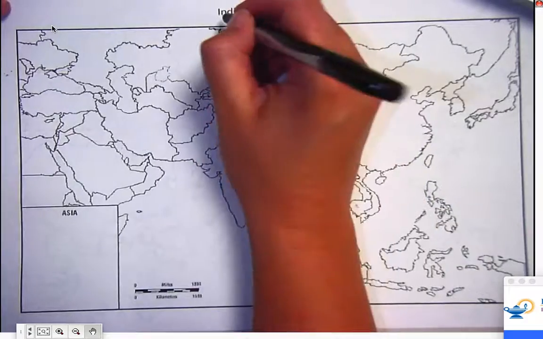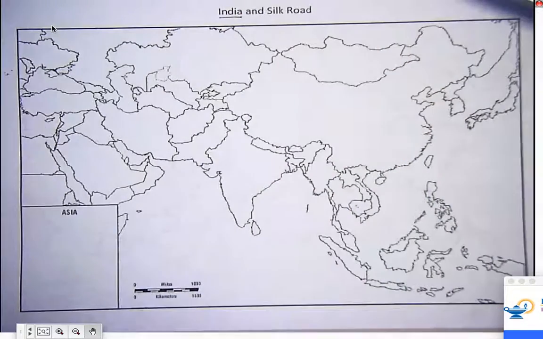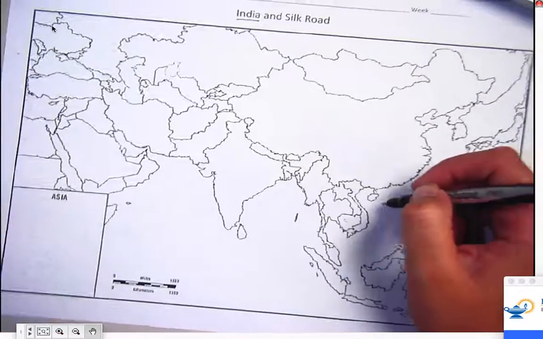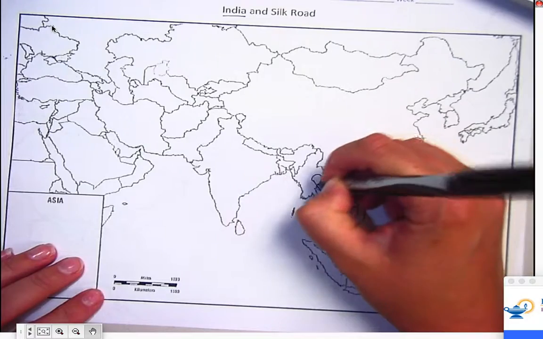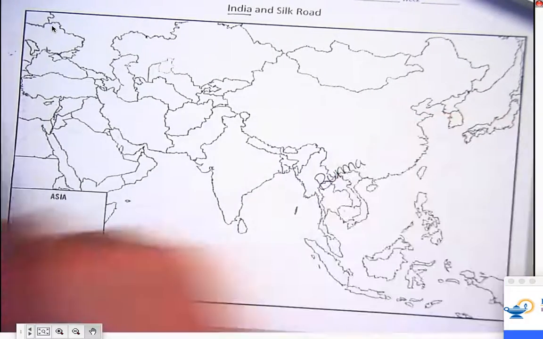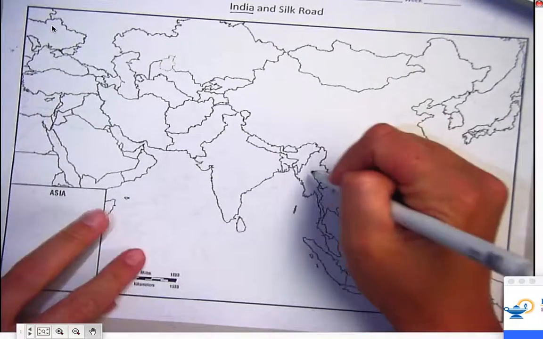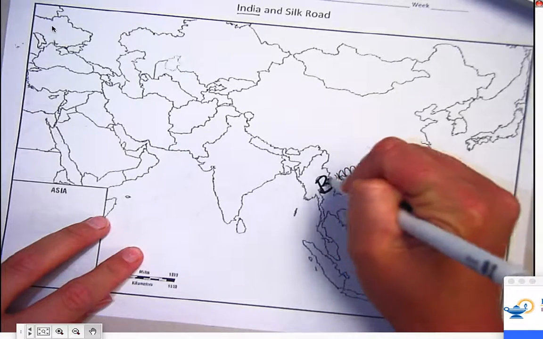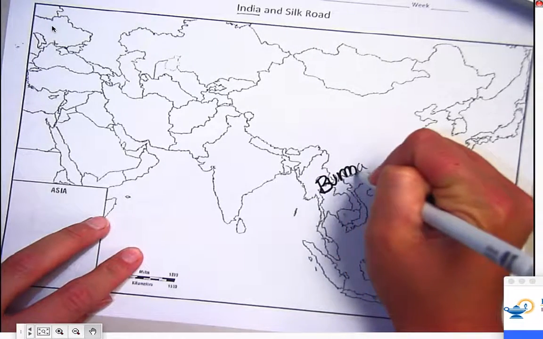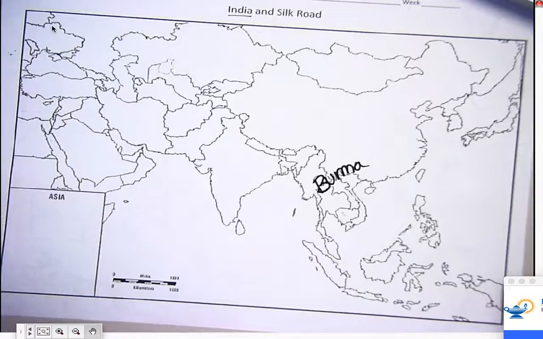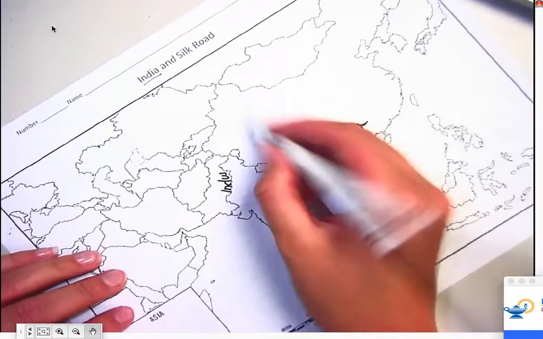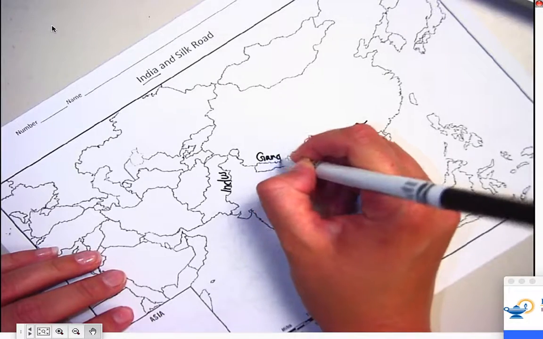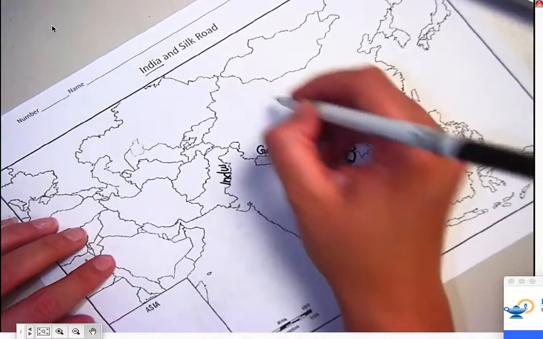Alright, here we go. So I'm going to start on the India side. This map is very simple compared to the other ones, so that's good. Alright, so here we go. We're going to label Burma, which is right over here. Then you have the Indus River, and then you have the Yangtze. Then you have the Himalayas.